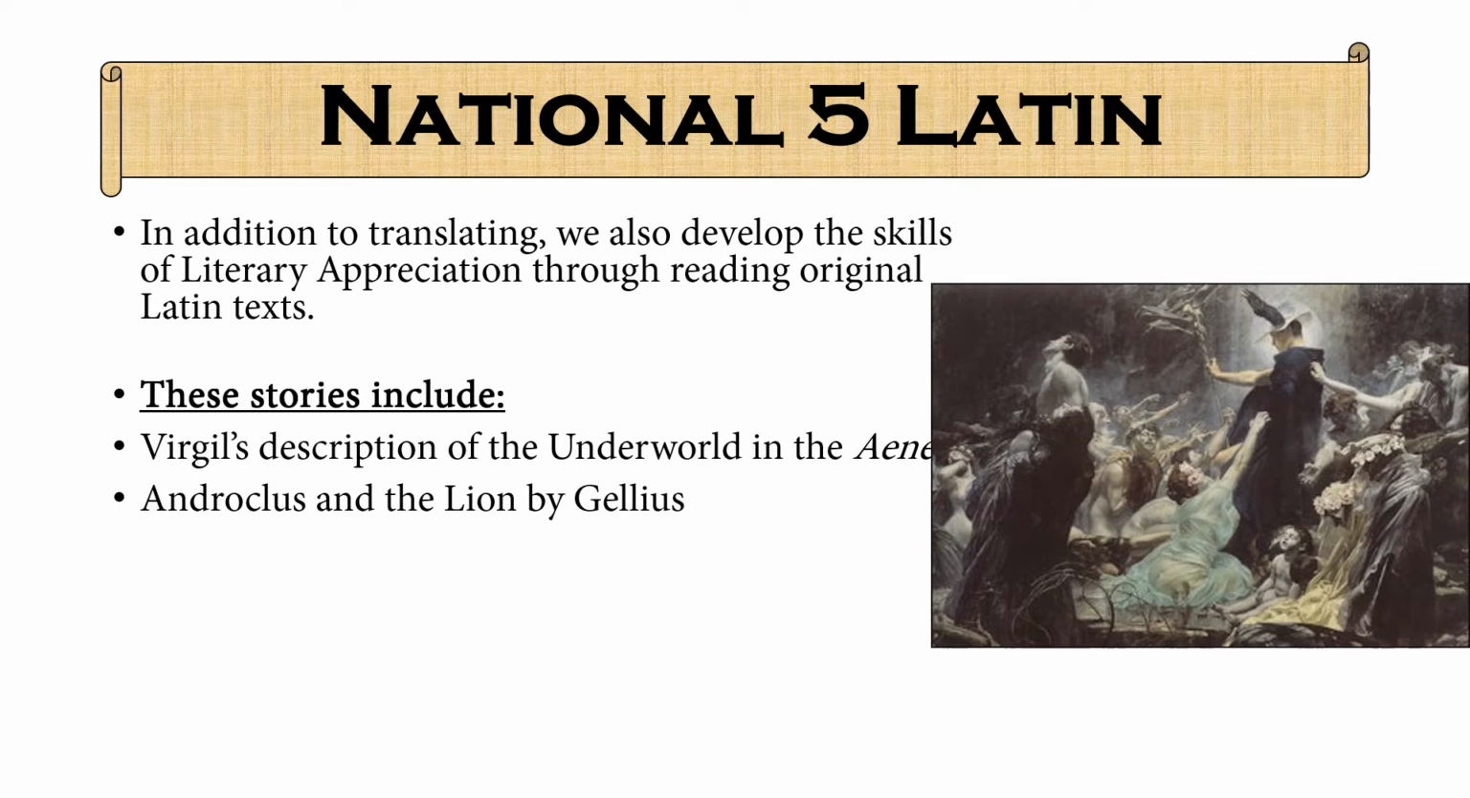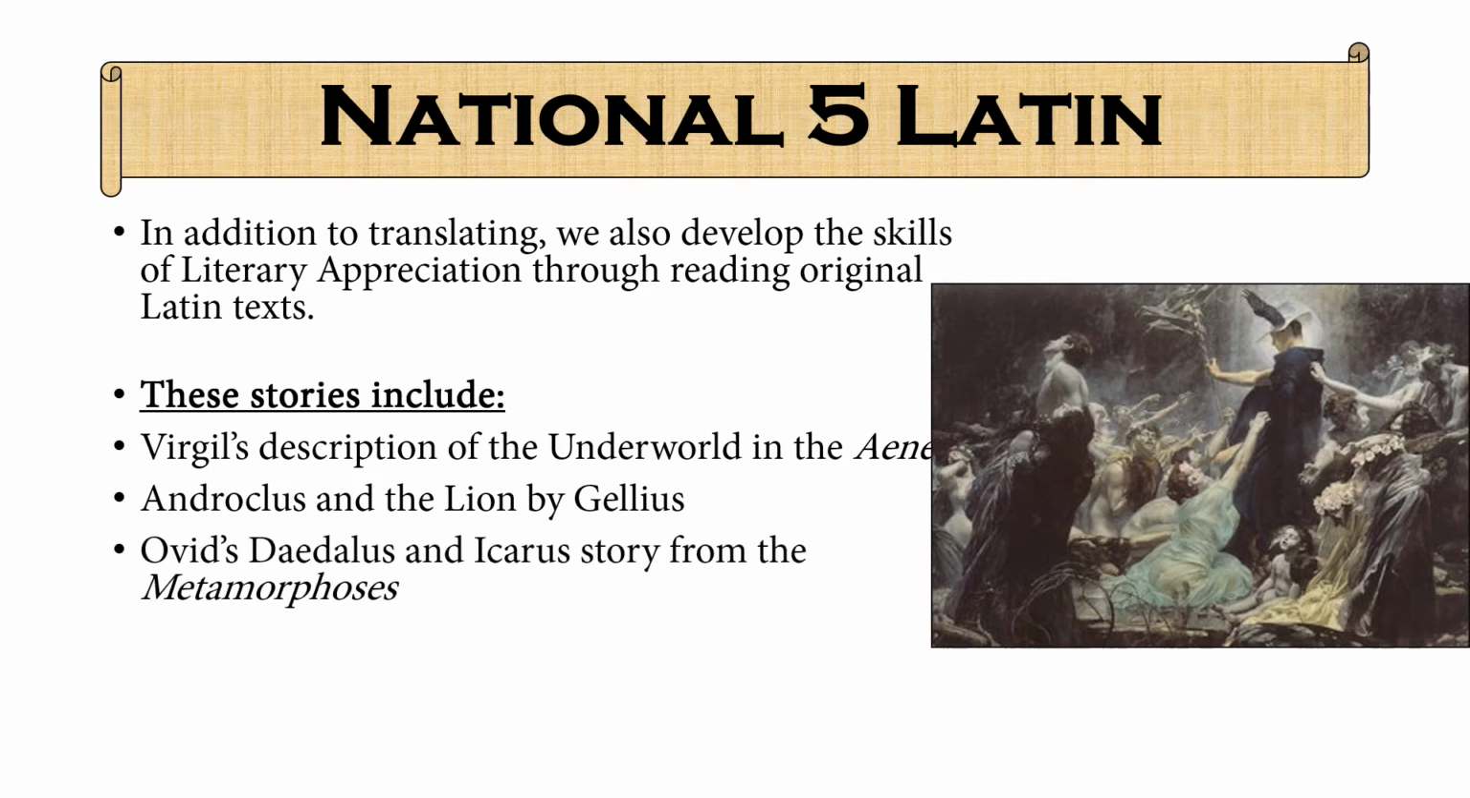Another story that we often read is the story of Androclus and the lion. Androclus is a Roman slave who is face to face with a lion in an amphitheatre, and we totally expect the lion to maul Androclus to death, but the lion doesn't do this because he recognizes Androclus from a previous encounter.